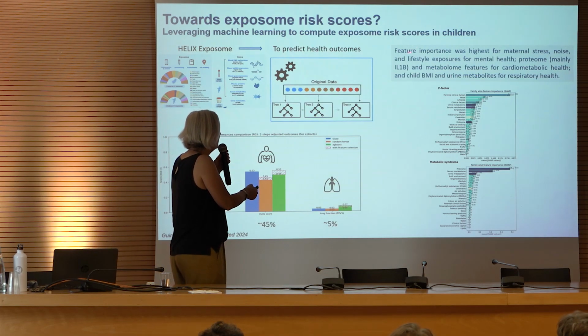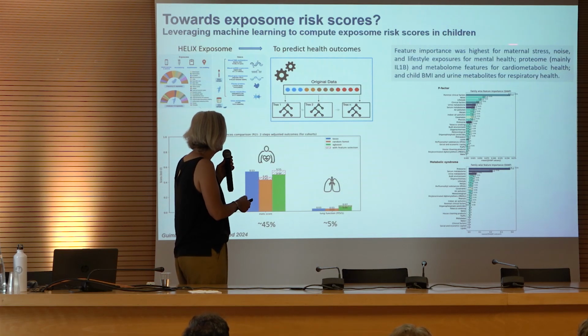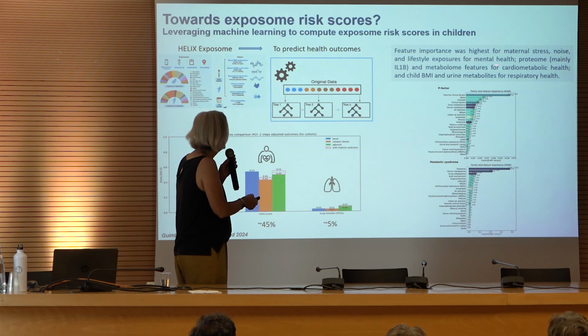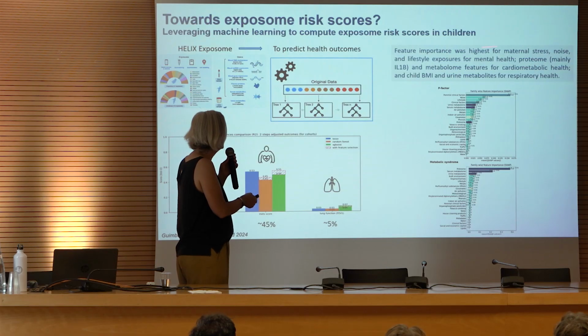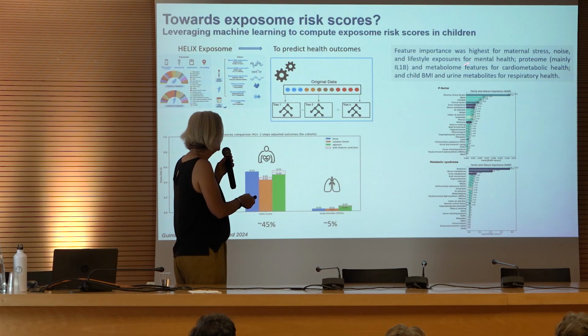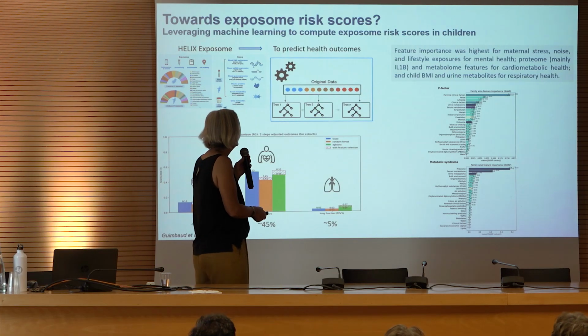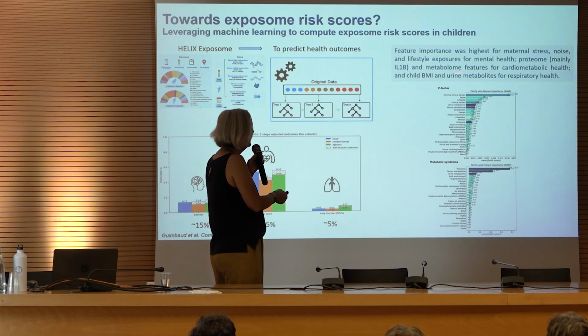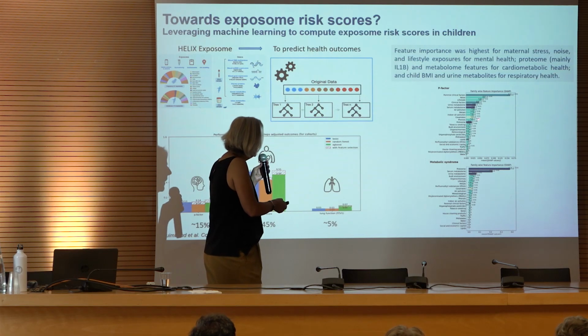And the feature importance, so the importance of the different exposures, was quite different for the different health outcomes. So, for example, for mental health, maternal stress, noise, and lifestyle exposures were important. Whereas for the cardiometabolic health, it was really the protein markers and quite a few metabolomic features that were important. And then a few variables like child BMI and urine metabolites for the respiratory health.